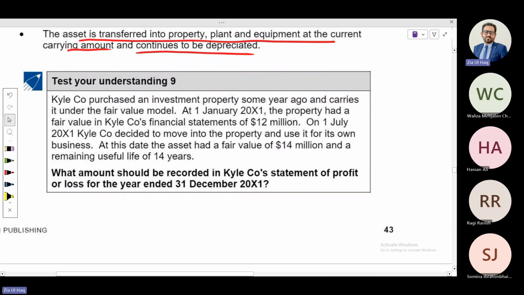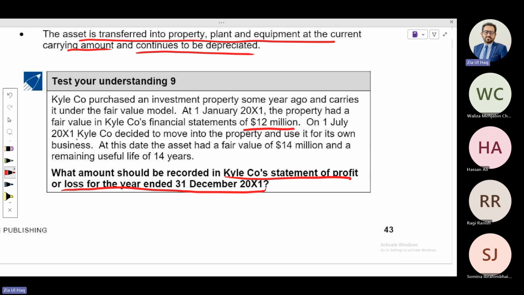What amount should be recorded in KL company's statement of profit or loss account for the year ended 31st December 2021? Meaning you need to calculate what amount should be charged in profit and loss account. KL company purchased an investment property some years ago and carries it under the fair value model. This means there was no depreciation. At 1st January 2021, the property had a fair value in KL company's financial statements of 12 million.